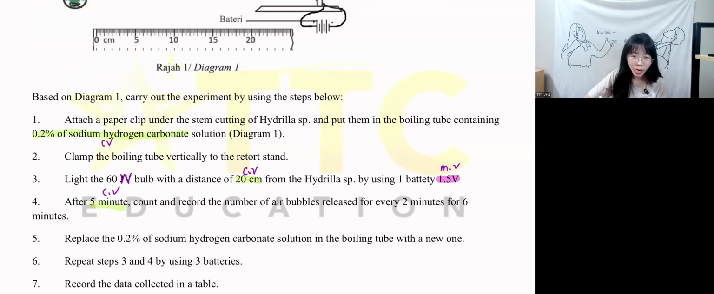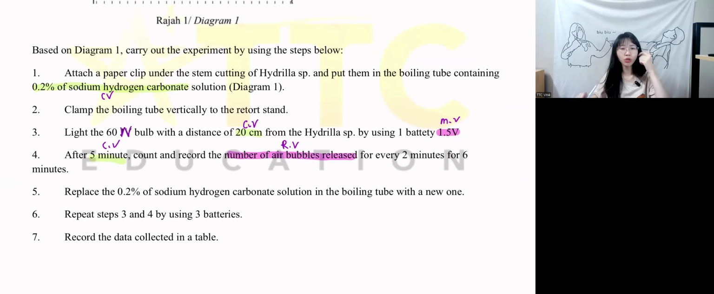Count and record the number of air bubbles released for every 2 minutes for 6 minutes. Within the 6 minutes, every 2 minutes, you're going to count. But when you see there is a bubble, then you count, because sometimes the bubble will come out before 2 minutes. You should count when they float on the surface. When they stick to the leaf and are big, you just count them too. So the number of bubbles released will be your responding variable, RV.